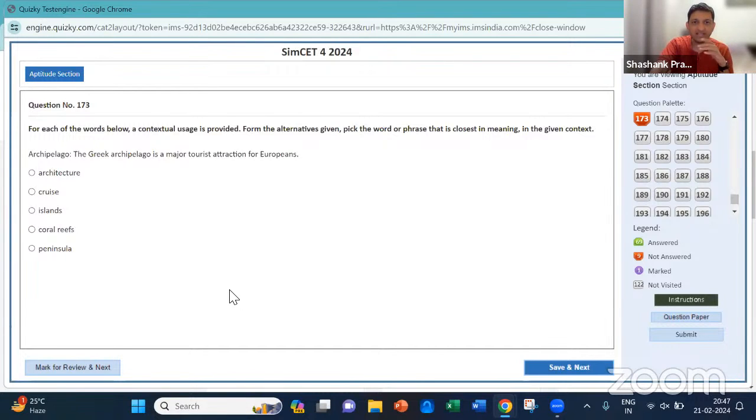Archipelago. Archipelago is a group of islands. Closest in me. Group of islands. Bursar. Okay. I don't know. I'm just thinking about reimbursements. So Burs is money. So treasurer. Not sure.